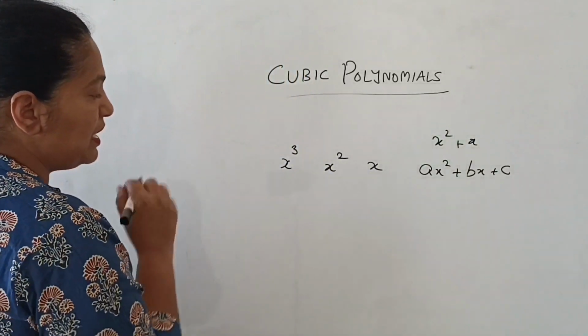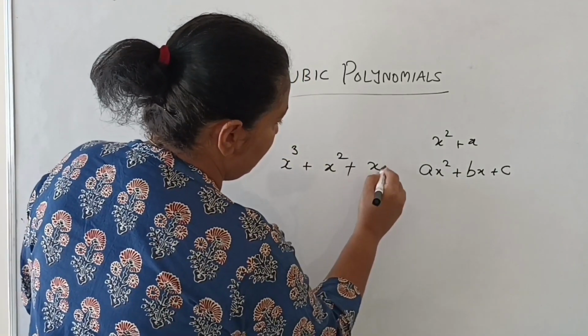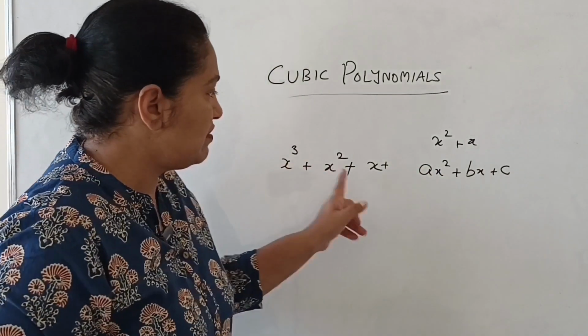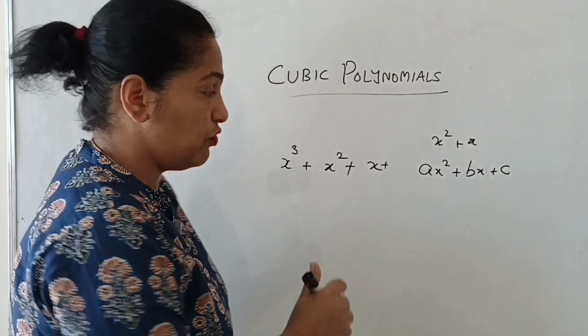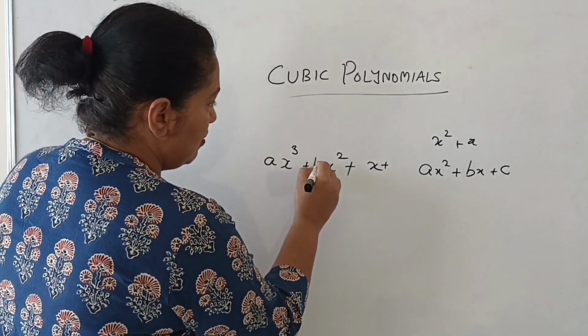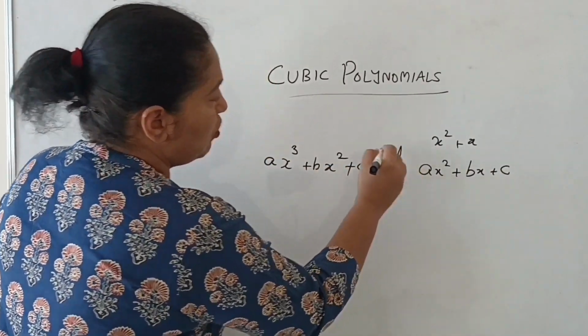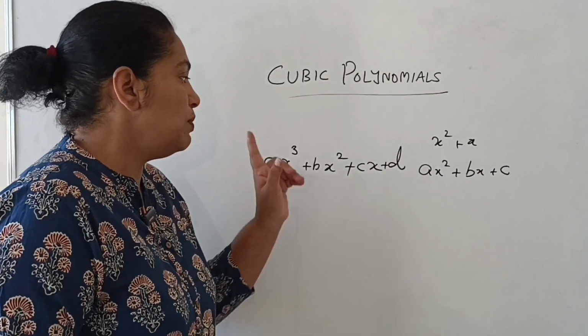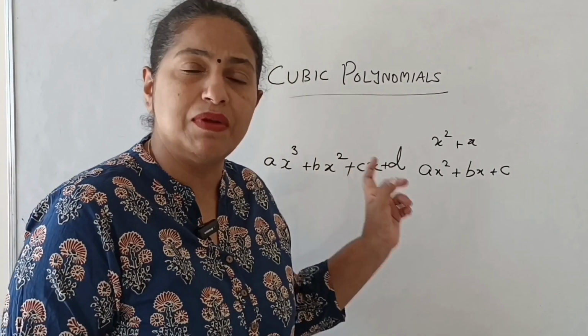Right? Now, similarly over here, we join up these terms and we have a constant term also, and all these terms should have coefficients also. So we write it as random a, b, c, and the constant term becomes d. So ax cube plus bx square plus cx plus d.